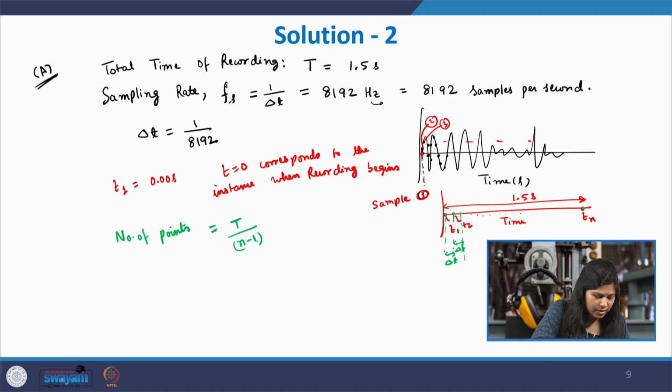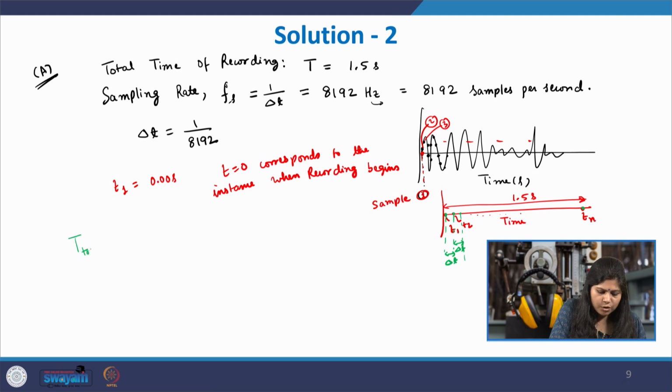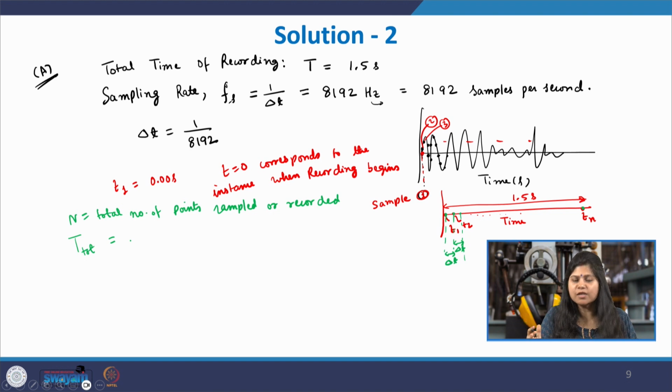There is another way to write it. What we see is that the t total, when n points are being recorded, where n is the total number of points that are sampled or recorded, the total time scale is divided into n minus 1 divisions, because we begin with the first sample and we end with the nth sample here.